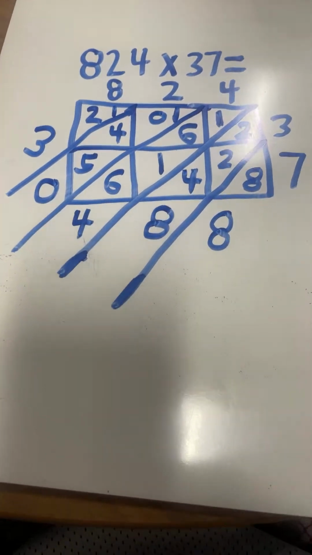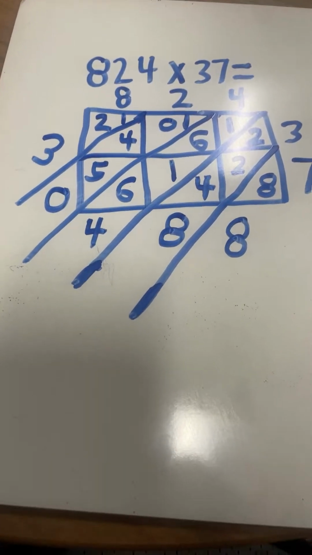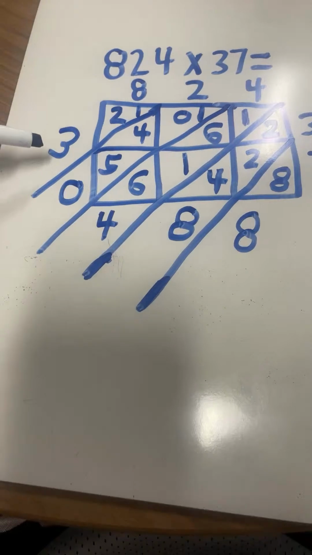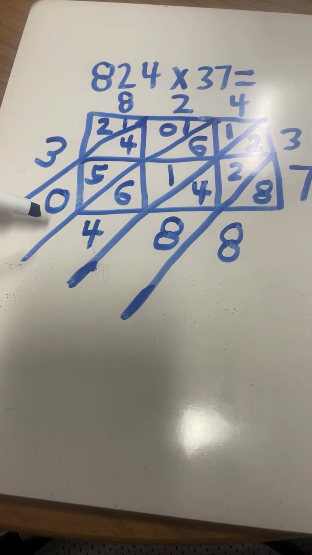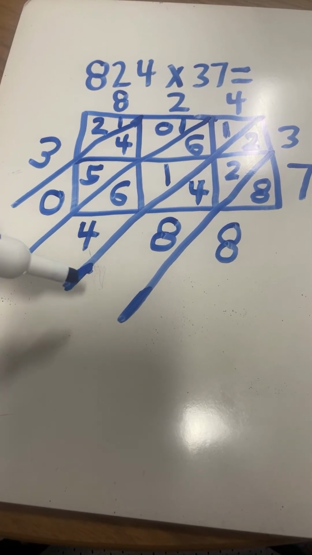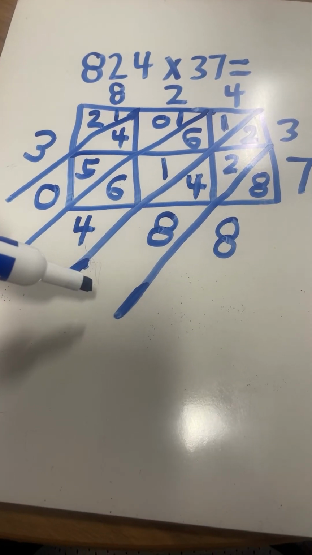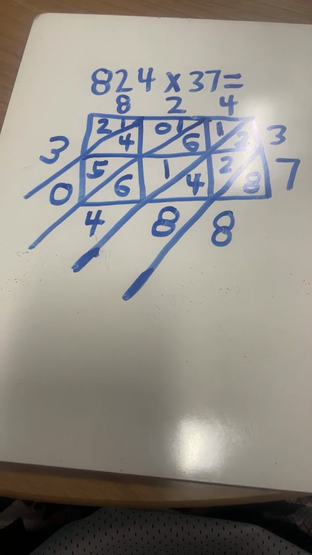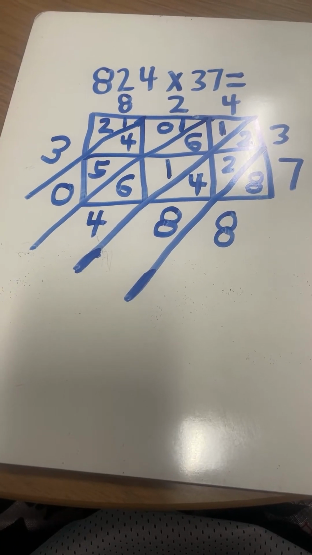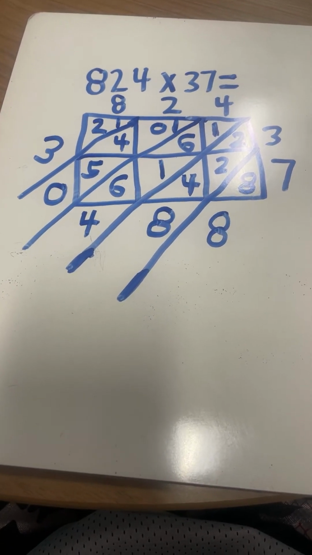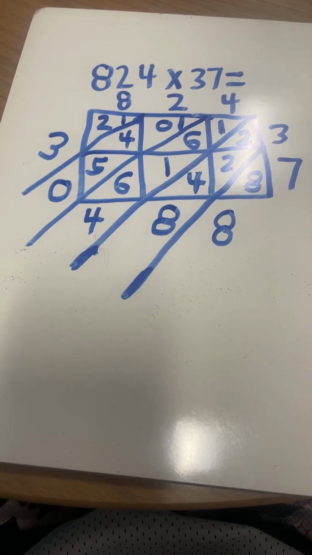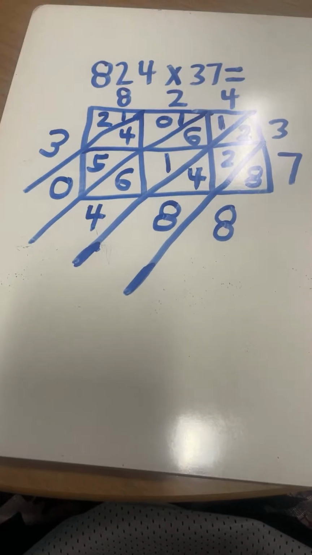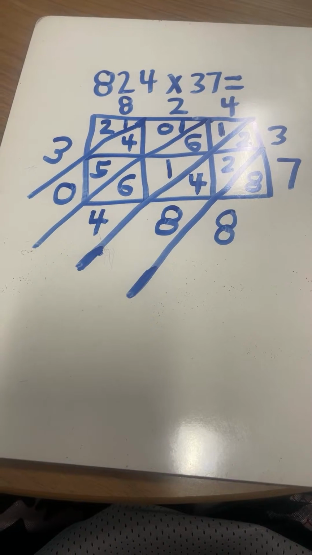And we have our final answer reading from left to right. So we have a 3 in the 10,000s place, a 0 in the thousands place, a 4 in the hundreds place, an 8 in the tens place, and also an 8 in the ones place. So our answer is 30,488. 824 times 37 equals 30,488.